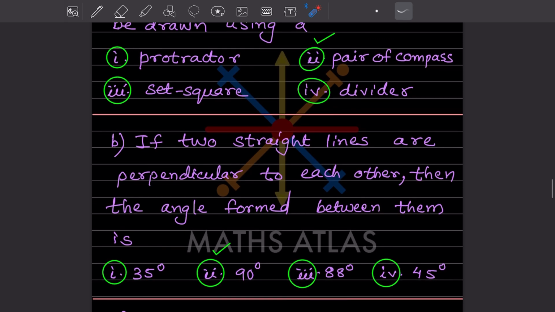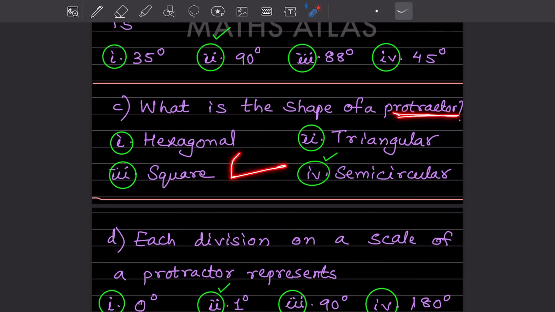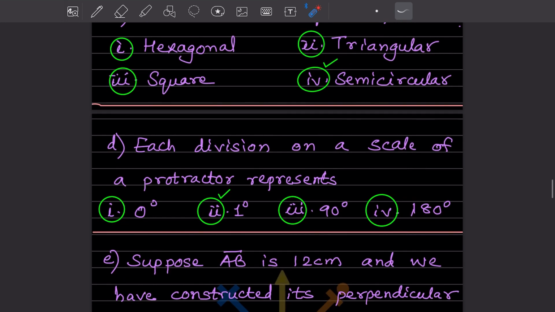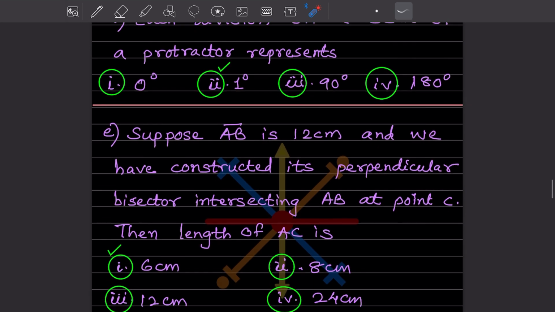If two straight lines are perpendicular to each other, then the angle formed between them. So now see, if we are taking these two straight lines, the angle formed between them will be 90 degrees. What is the shape of a protractor? You know this is a protractor, so the shape is semicircular. Whenever there is a circle, half of it will be a semicircle. Each division on the scale of a protractor represents 1 degree.